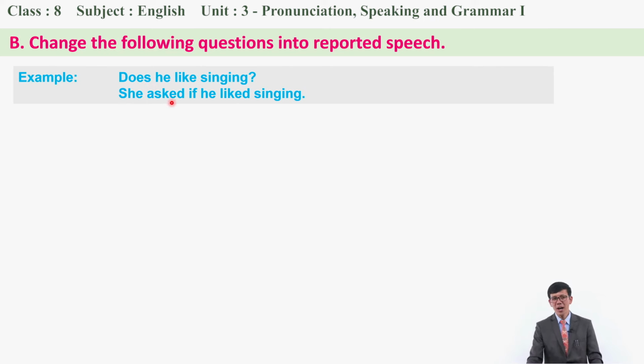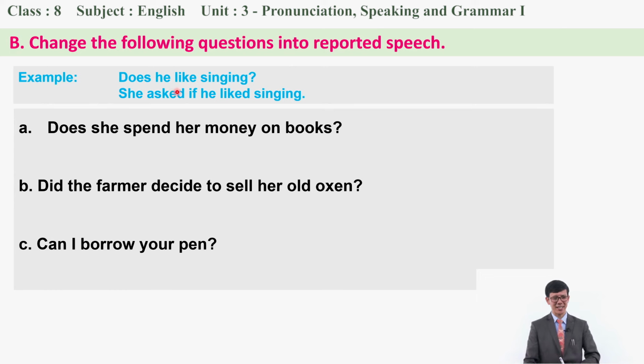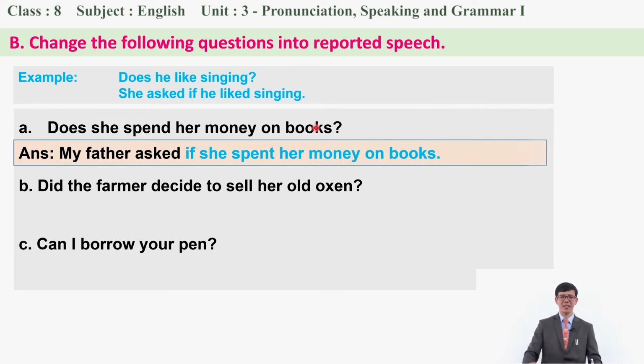In the same way, now look at this. Here you are given some examples. So please, you can simply make a reported speech as it is given in the example. Does she spend her money on books? Okay, "does she spend her money on books" is there. Now you can simply report as we can see in the example. Look at there. My father asked if she, look at here, "spend," and now this "spend" is changed into here what? "Spent." Okay, simple present tense has been changed into simple past tense. So my father asked if she spent her money on books. That is the word change you can find here.